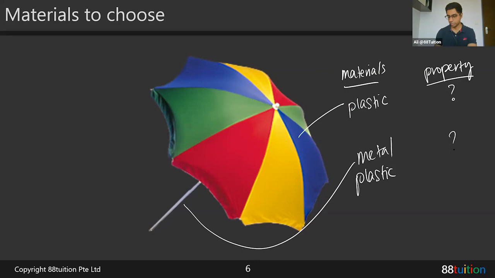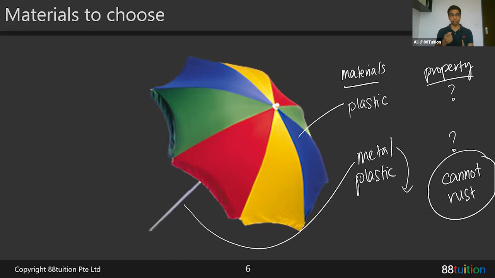Same reason why the metal earlier for the bicycle. Also, one more important property is that it cannot rust. Why? Bicycles are out in the rain a lot. Umbrellas are out in the rain a lot, and rust can form on metals very easily. So when you choose a metal, you must choose one that does not rust easily. Of course, plastic is a good option, but it can break easily if you drop it. So metals are chosen for the more expensive ones, and then they make sure the metal has a coating so it cannot rust.